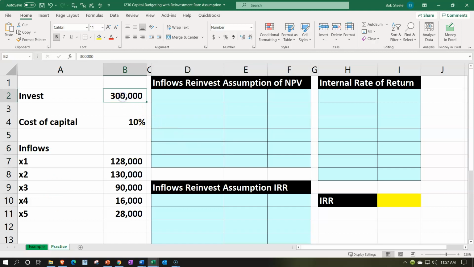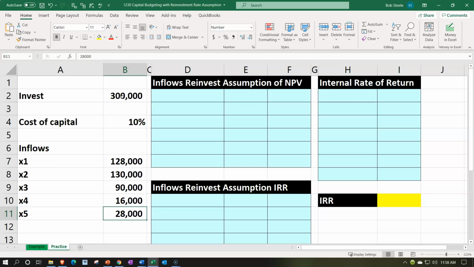We have a situation where we're going to put that initial down payment down once again, as we've seen in prior presentations. It might be for equipment, an investment, a project, or inventory. Point is, we're putting that down, cost of capital 10%, in order to receive a return in the future. In this case, we're estimating 5 years out in a cash flow in this format: 128,000, 130,000, 90,000, 16,000, and 28,000.